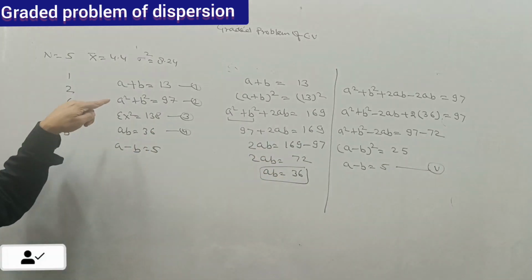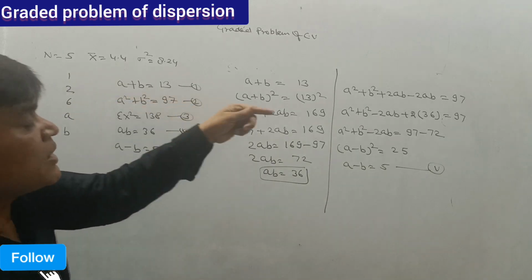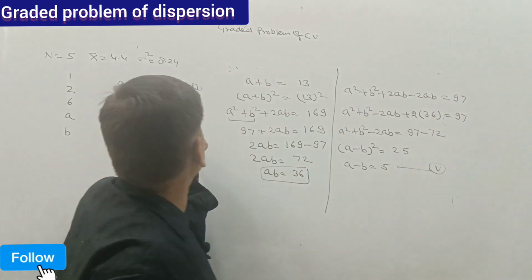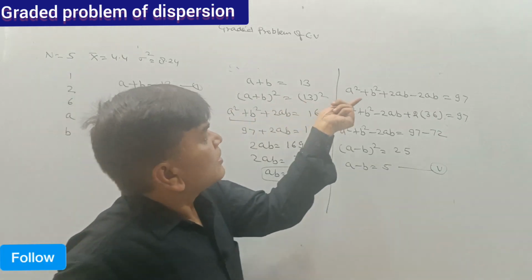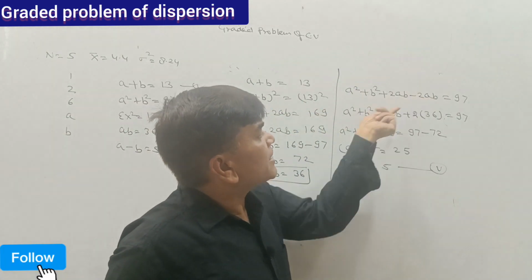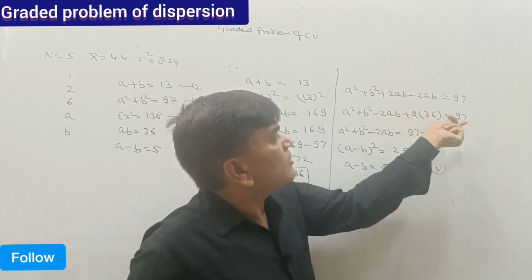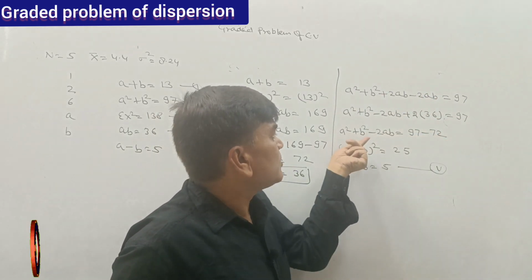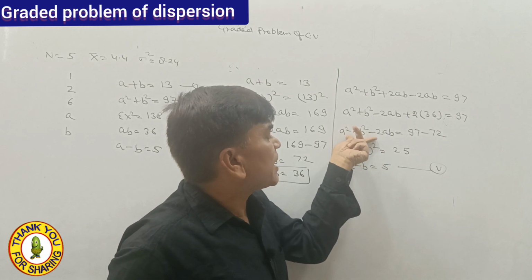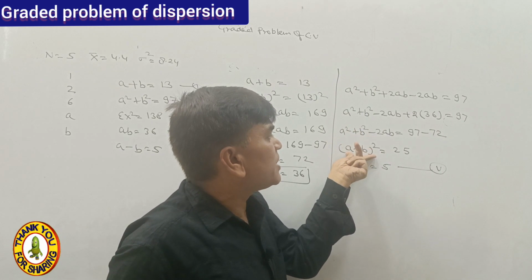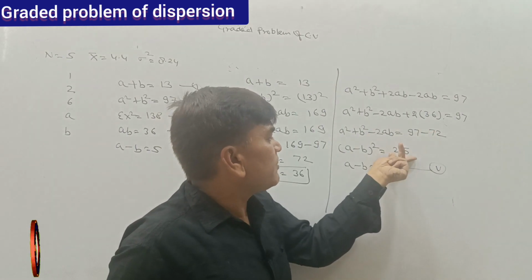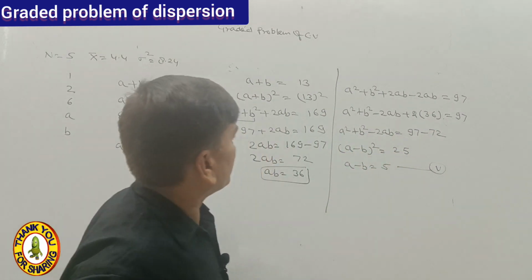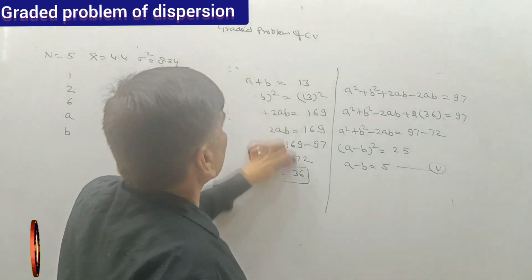Then what we have done? A square plus b square, adding 2ab, subtracting 2ab, no problem at all. That value is 97, already given. So a square plus b square minus 2ab plus 2ab, value of ab is 36. So 97 minus 72, this is a square minus 2ab plus b square, which is a minus b raised to power 2, that is 25. So a minus b is equal to square root of this, that is 5. Okay. So now we have two values.